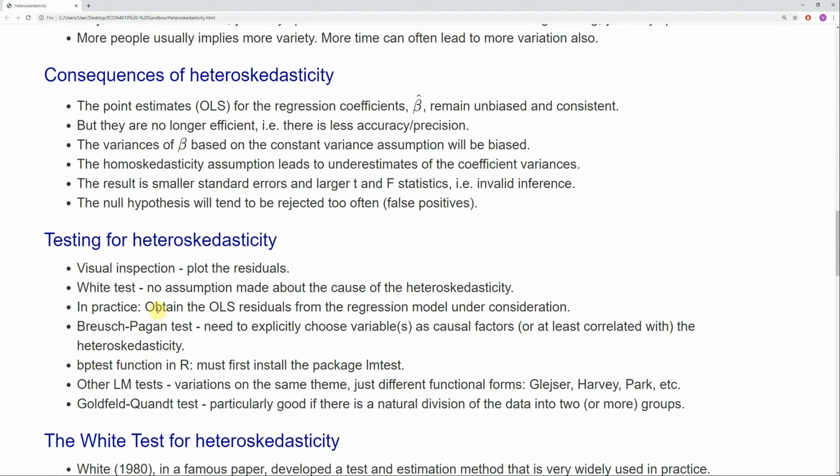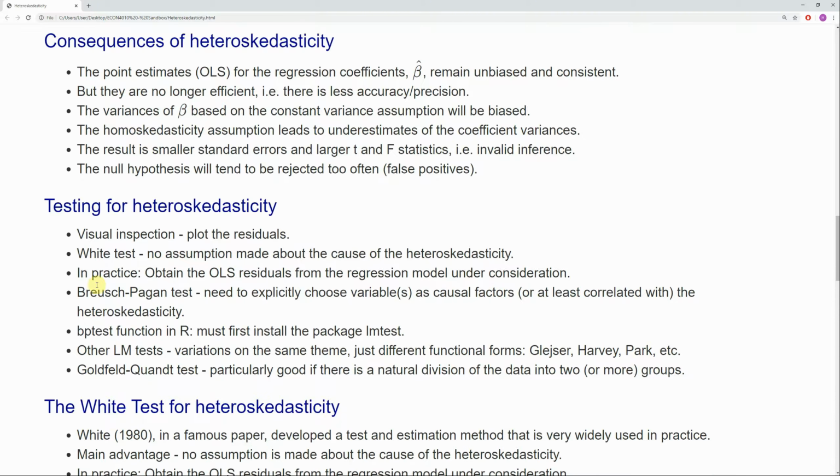So we can visually inspect it. We talk about the White test, and then basically a bunch of other tests that are very, very similar to the White test. And the Breusch-Pagan test, that's one of those super similar tests to the White test.